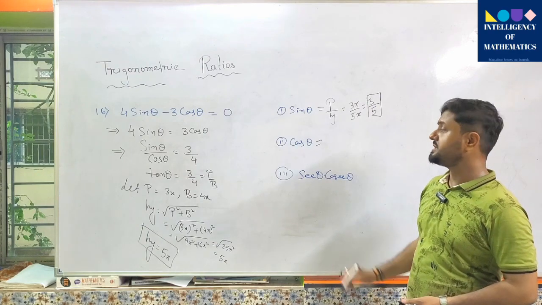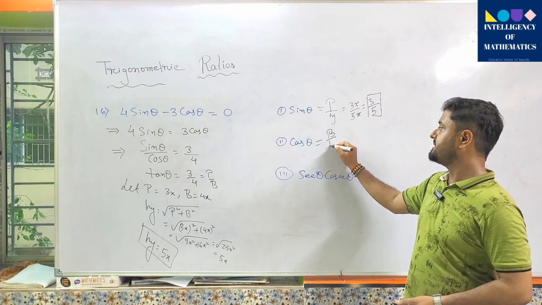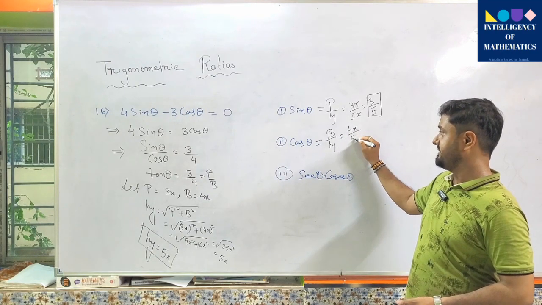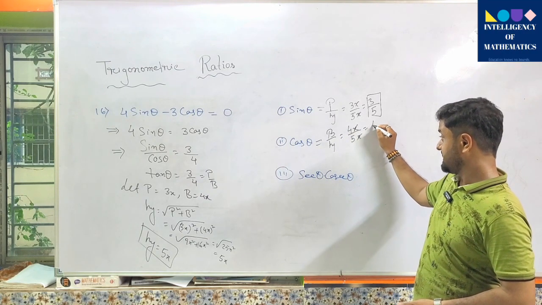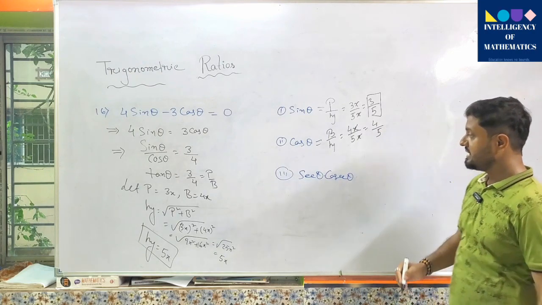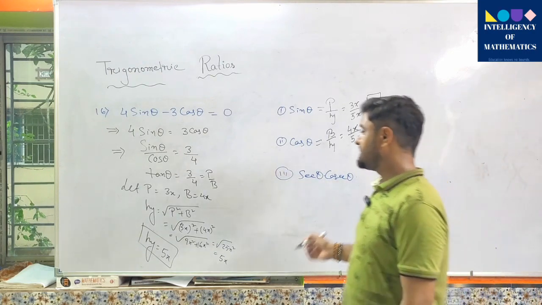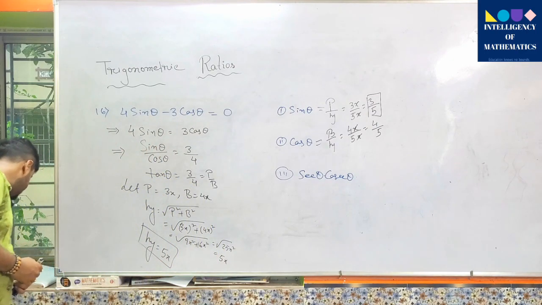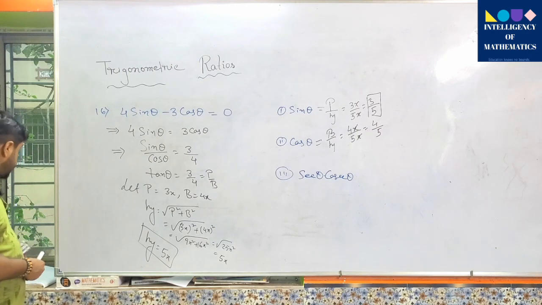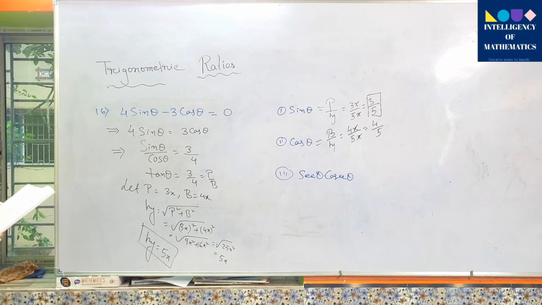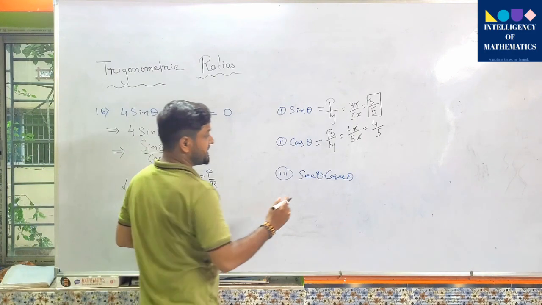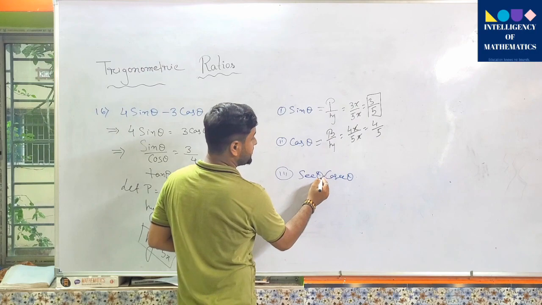Same way cos theta, base by hypotenuse, 4x by 5x. Cancelling, we get 4 by 5. Now in the third question, they have asked you the sec theta. Just let me check the question number 16, what is given. And the third question given, sec theta into cosec theta. So here dot is there, into.